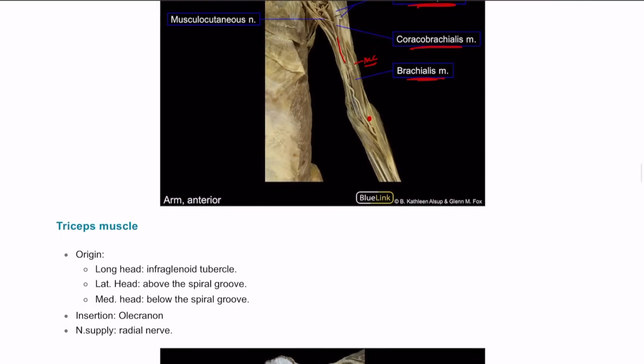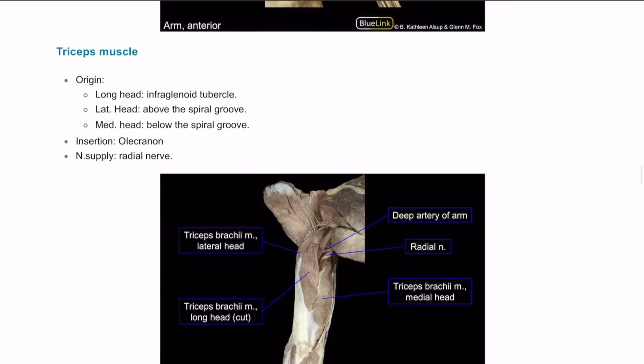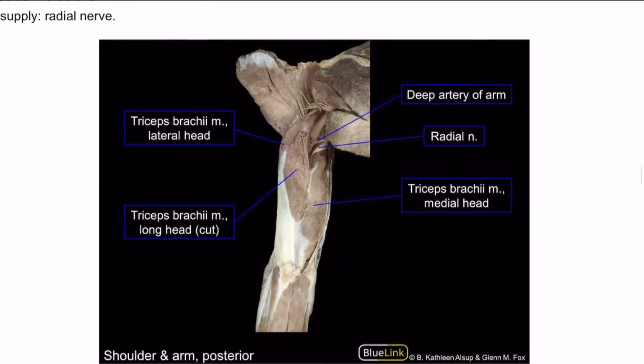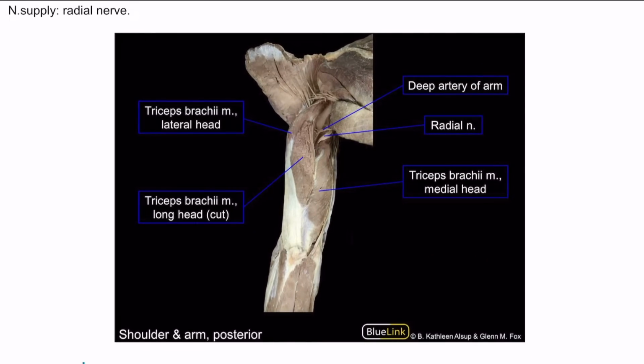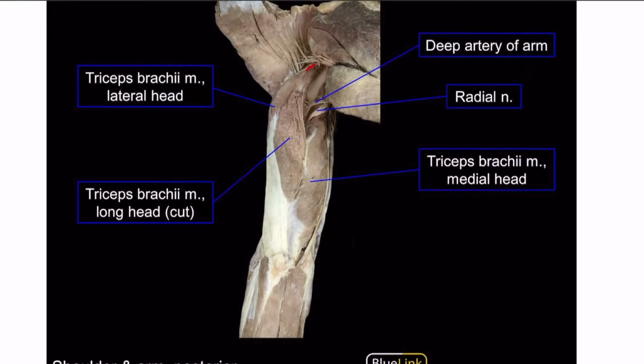Moving forward, you have the triceps muscle. It has three heads: you have the long head, the triceps brachii lateral head, and the triceps brachii medial head. So look in here, this is the long head, and it's coming from the infraglenoid tubercle.